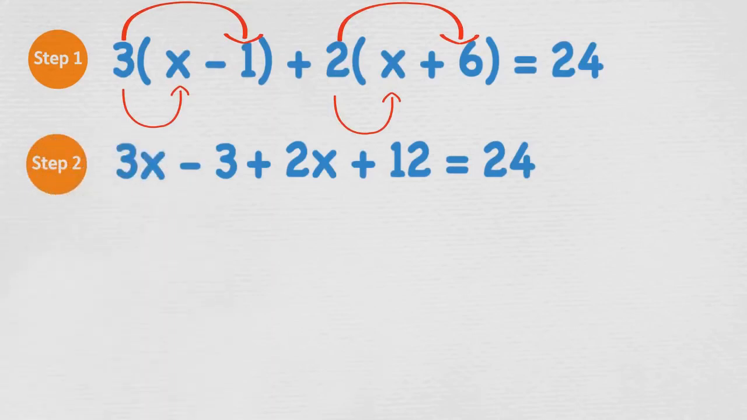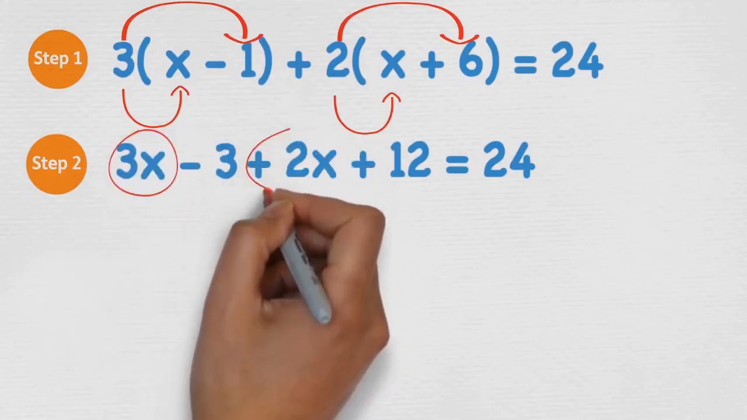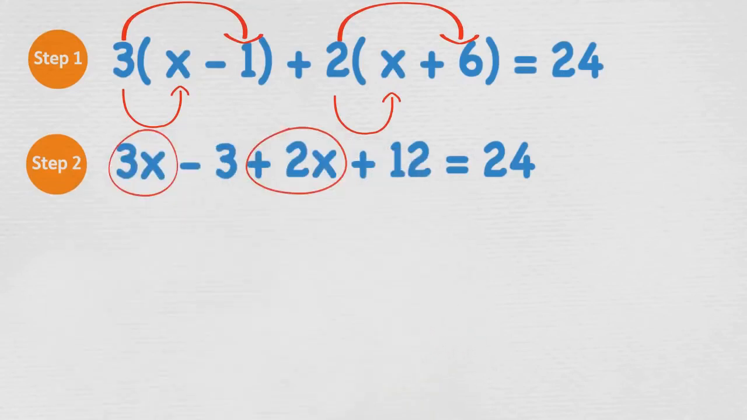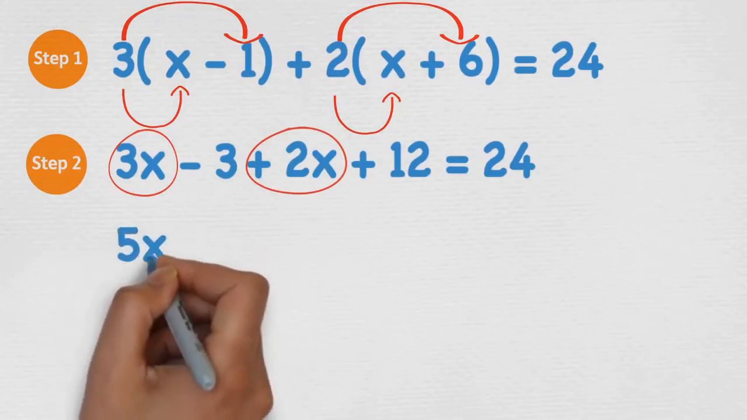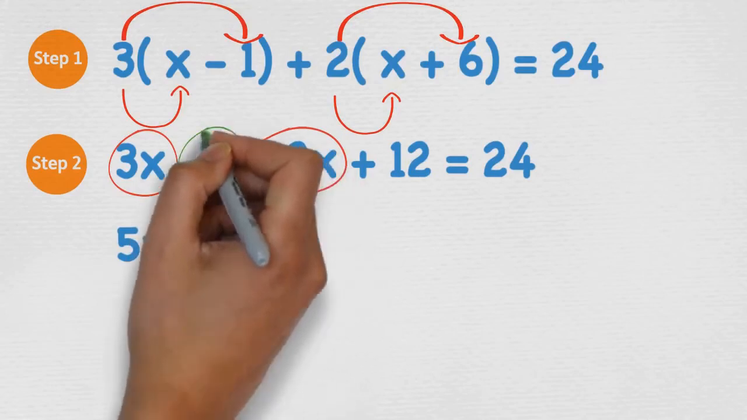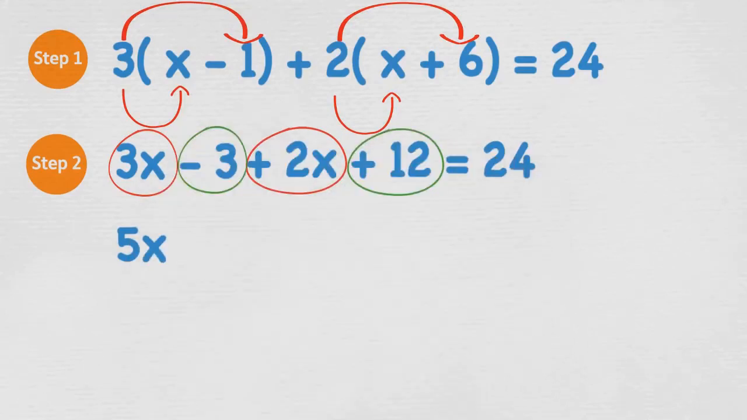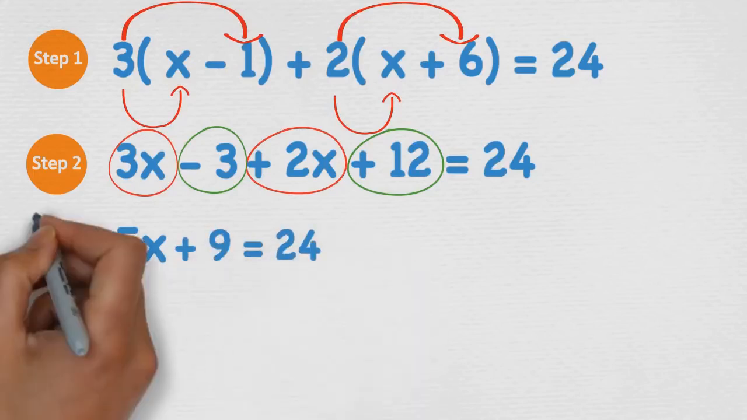Now we've expanded the brackets, we can move on to collecting like terms. 3x and 2x are both positive values and are like terms, so we can add these 2 together, which equals 5x. Now minus 3, or negative 3, and positive 12 are like terms, so we can add them together. So negative 3 plus 12 equals 9. So we are now left with 5x + 9 = 24.